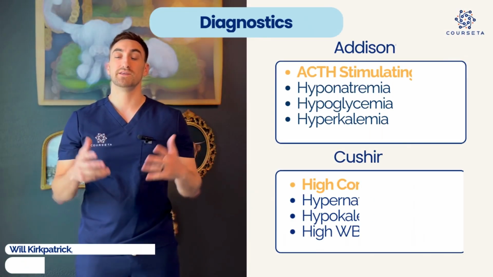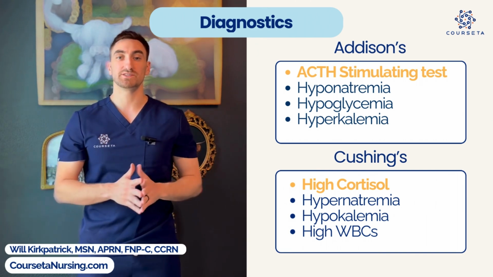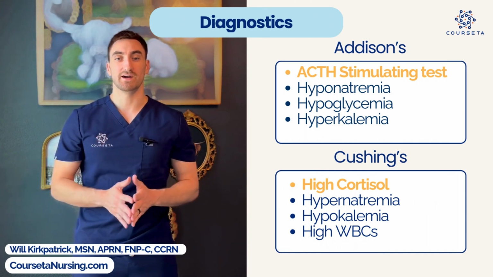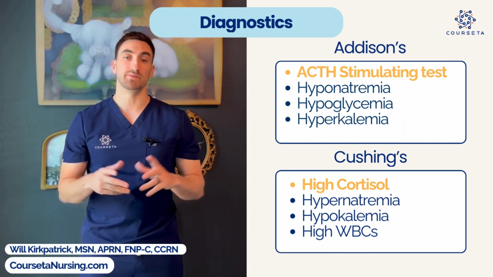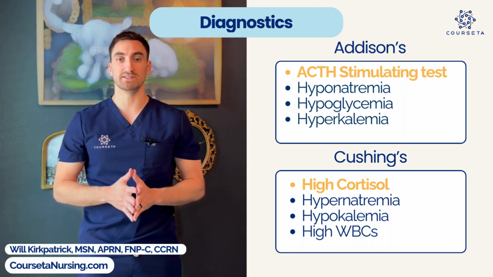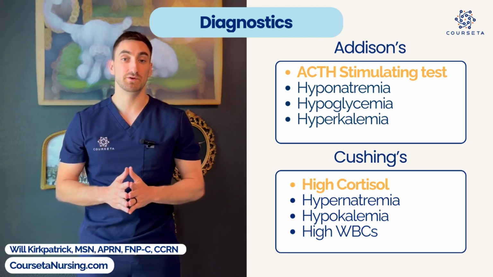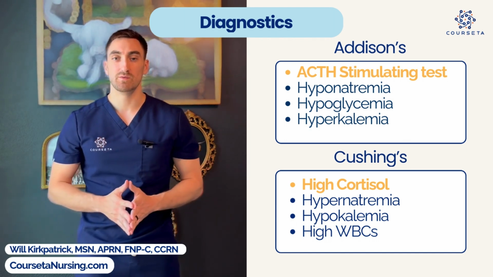All right, now we're into the diagnostics of Addison's disease and Cushing syndrome. Once again, let's start with Addison's disease. The primary diagnostic test is an ACTH stimulation test. So with this ACTH stimulation test, we're given ACTH to see the response of the adrenal glands. If the response is deficient in producing cortisol and aldosterone, then we can likely diagnose them with Addison's disease.